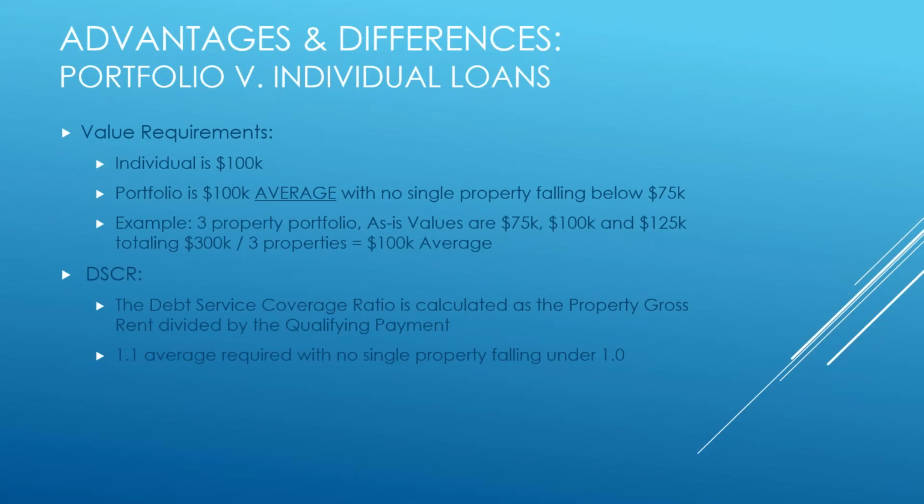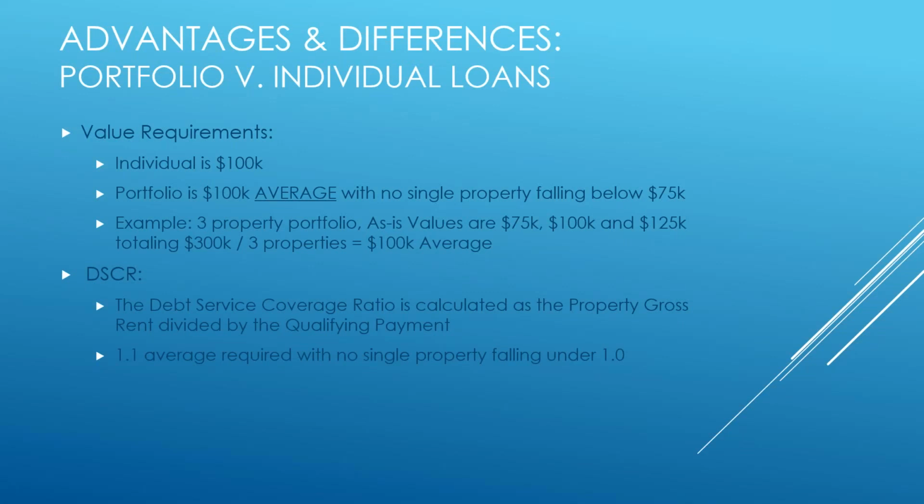When we're talking about portfolio loans, we get a little bit extra wiggle room here, and this is an advantage of doing a portfolio that can help out. We want to see an average DSCR of at least 1.1, with no single property having a DSCR below 1.0.